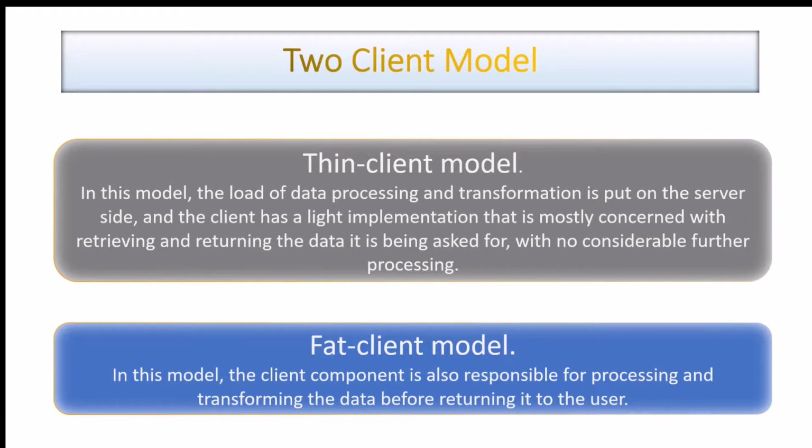Here the processing of data, transforming the data, applying the business rules, or verifying the data, the client also does these kinds of activities along with the server. So the load is shared between the client and the server. Here the client is not only doing the light work of sending requests and receiving responses, but can also process data further or apply the business rules before displaying to the user. So this kind of client model is called a fat client model.